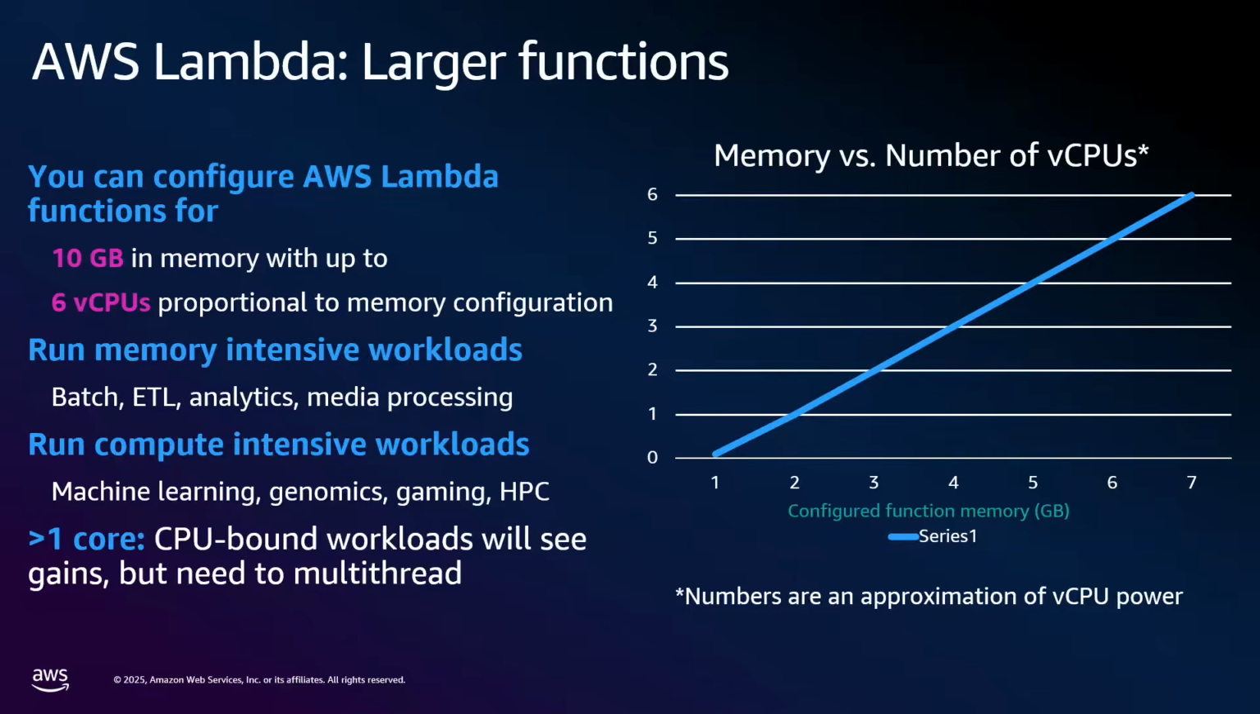But in order to take advantage of this power, your code has to support the ability to run across several cores. Single core performance tops out at around 1.8 gigabytes of memory. So if your code isn't multi-threaded and you're scaling memory only for CPU performance, you won't really see any benefit beyond 1.8 gigabytes. And you will basically just be paying a premium for the privilege. We'll get back to how you can optimize function memory in a bit.